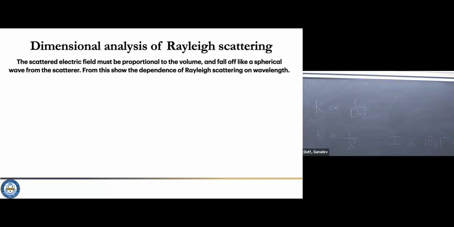In the next class, we'll talk about how refractive index comes about from these arguments. If you have any further questions, we can probably go.